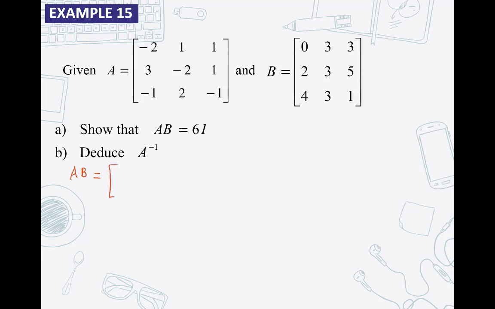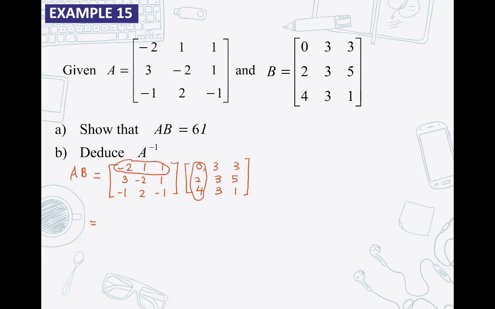So we copy first matrix A: negative 2, 1, 1, 3, negative 2, 1, negative 1, 2, negative 1. So we're going to multiply this with matrix B: 0, 3, 3, 2, 3, 5, 4, 3, 1. Okay. Now AB equals, first we're going to take the first row, multiply the column.